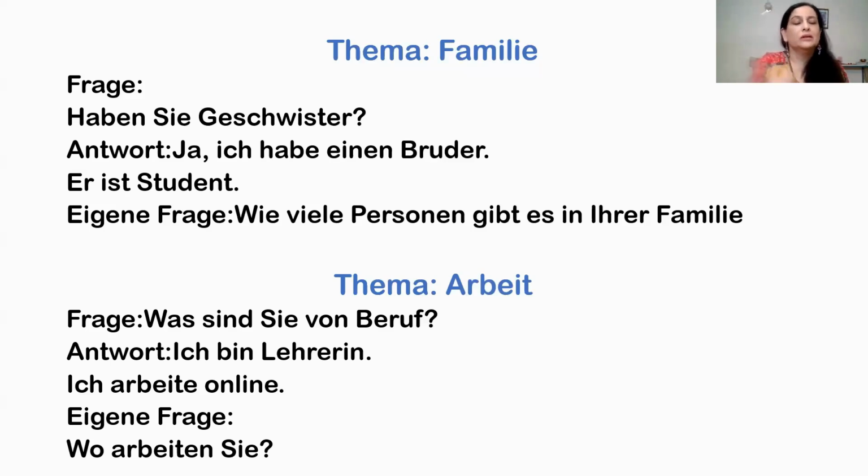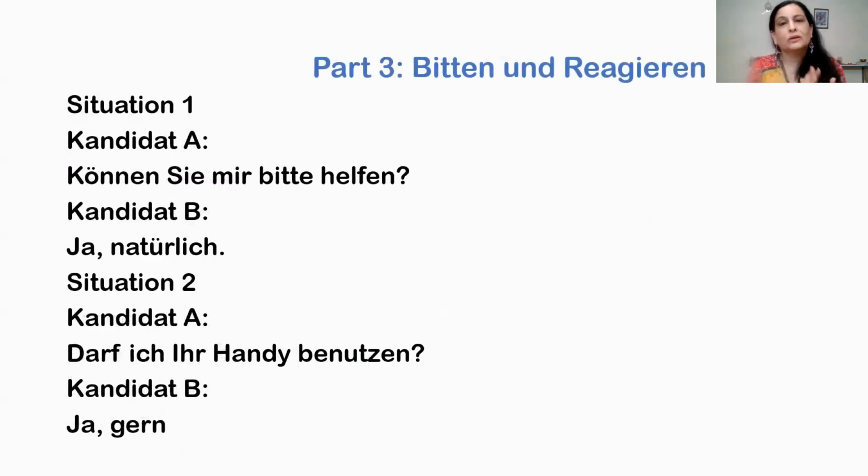So in my case, my answer will be: Ich bin Lehrerin. I'm a teacher. Ich arbeite online. I work online. Now your own question. Eigene Frage meaning, wo arbeiten Sie? Okay, where do you work? Okay, understand? So on a certain topic, a particular topic, you have to ask questions to your partner and vice versa. If your partner asks you a question, then you will have to answer it.